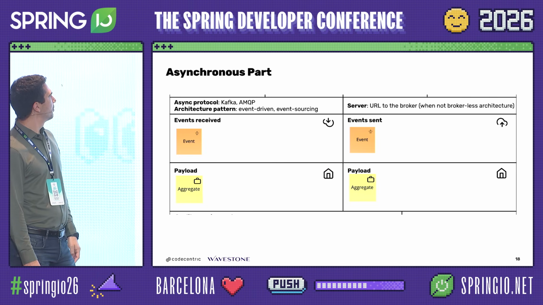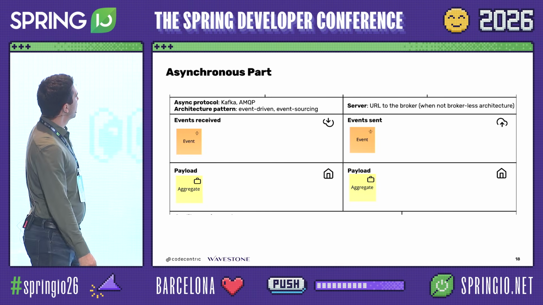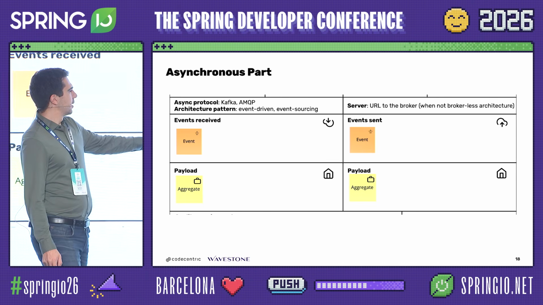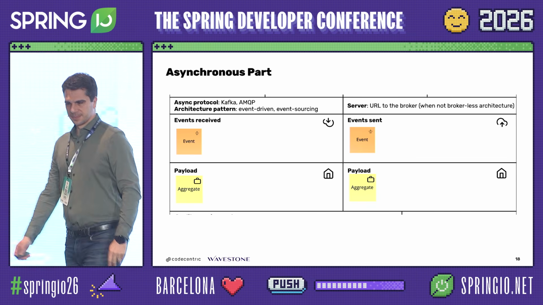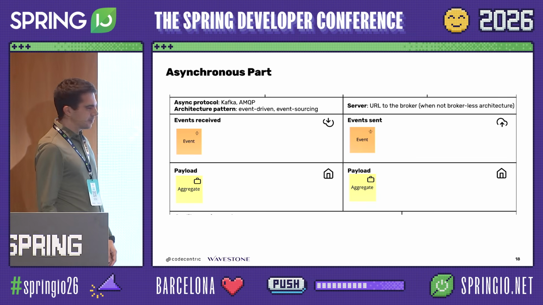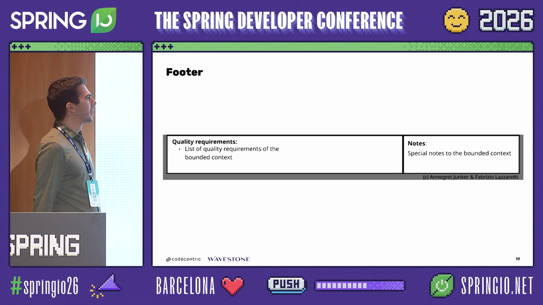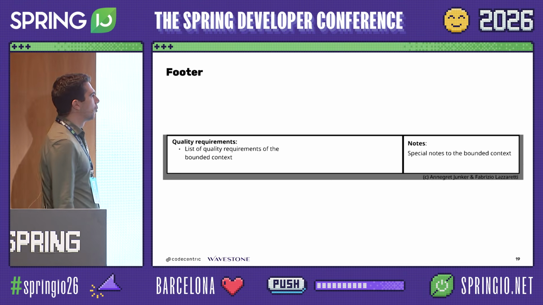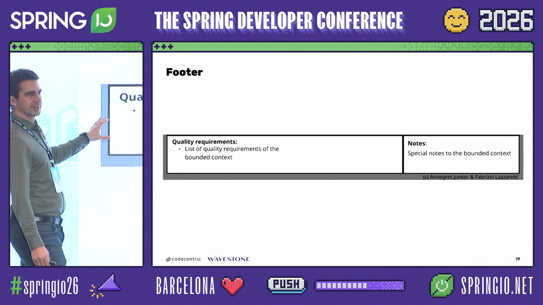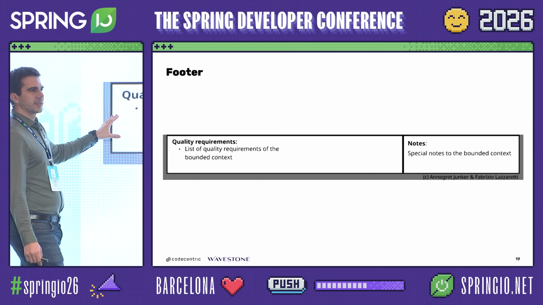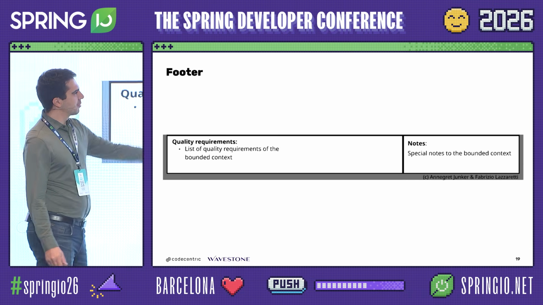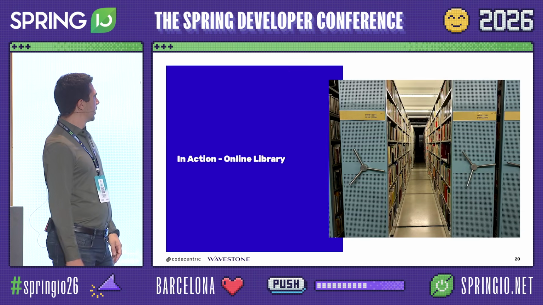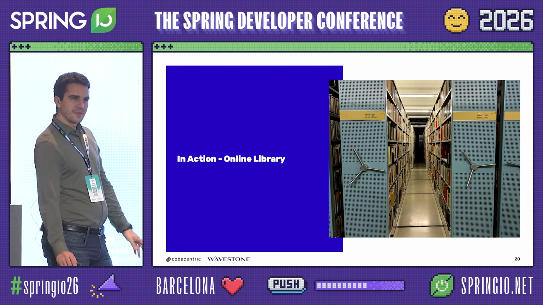Then we have, of course, the same for the asynchronous part, where we can say, okay, which events will be received by that component and which will be sent out with the aggregates in it. And then, please don't forget that part, the quality requirements. So think about then every component also, what are the most important quality requirements for that bounded context. Don't forget the non-functional requirements here. And of course, a little bit of note is always good if something is not representable in here. And with that, we have that part.